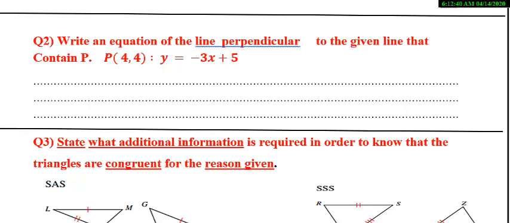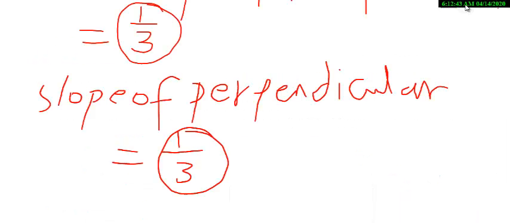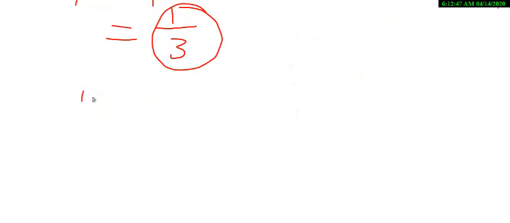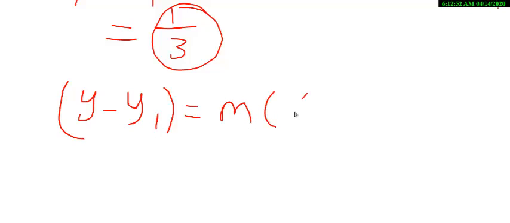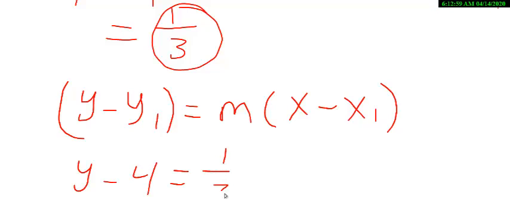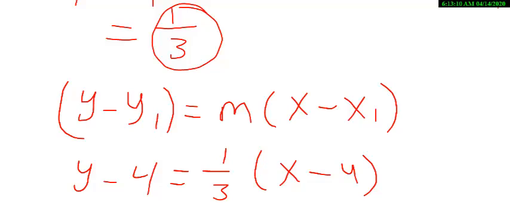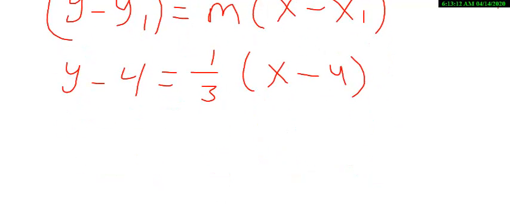The equation of the line will be y minus y1 equals m multiplied by x minus x1, which is the point slope form. So y minus 4 equals 1 over 3 times (x minus 4), and this will be the equation of the line perpendicular to this one. I can simplify the equation to make it easy for you, and this will be the point slope form.